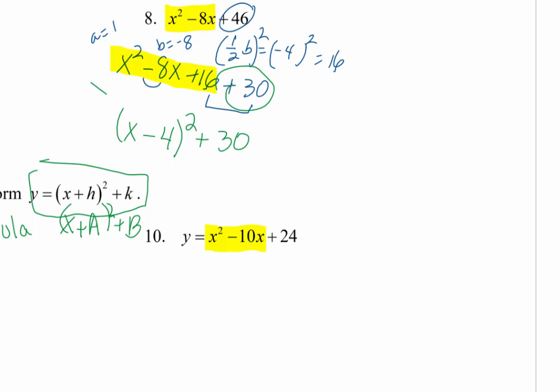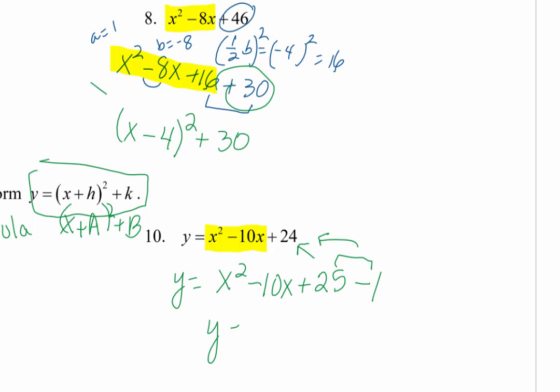Okay, and 10, same idea. Looking at those two terms. Half of negative 10 is negative 5. Squared is 25. But I only had 24 to start, so that means I need a minus 1, right? 25 minus 1 is 24. This is y. Y equals factor x minus 5 squared minus 1.